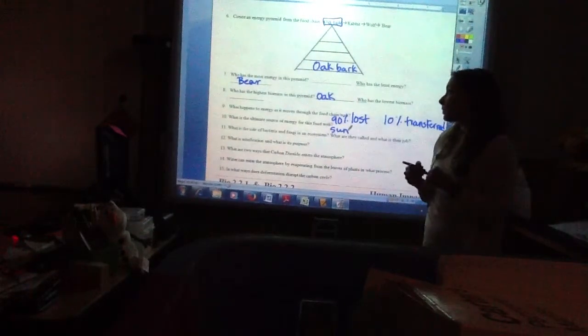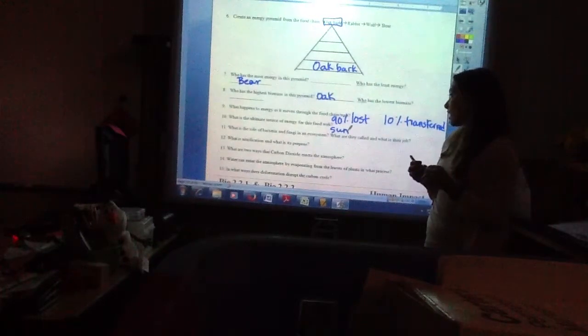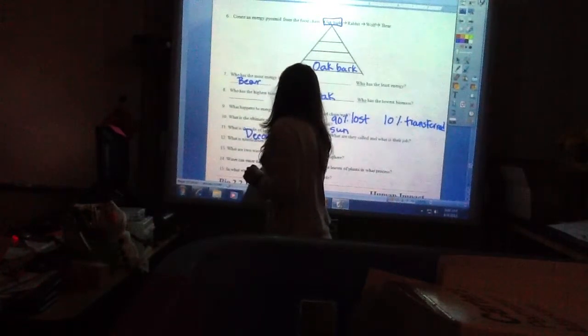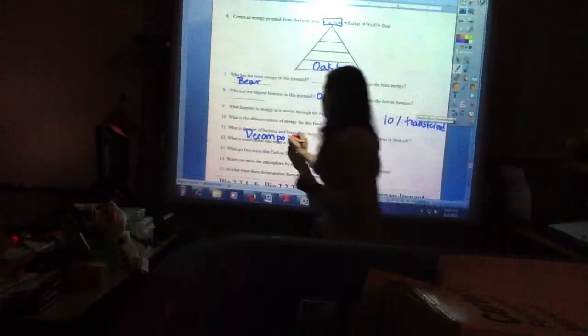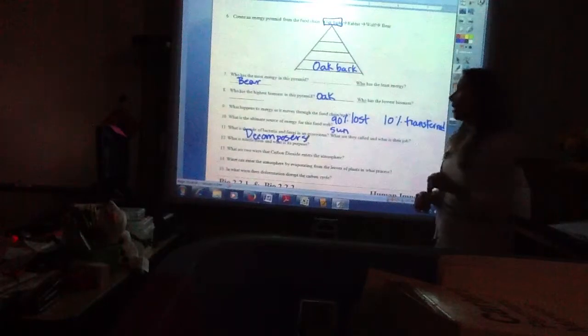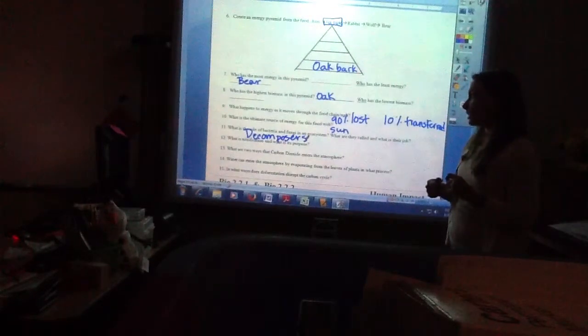The role of bacteria and fungi, what are they called and what is their job? They are, starts with a D, decomposers. And you should be able to find me their job. What do decomposers do?